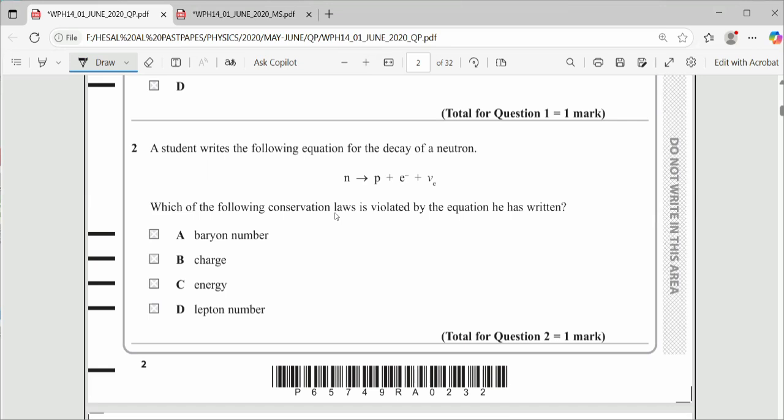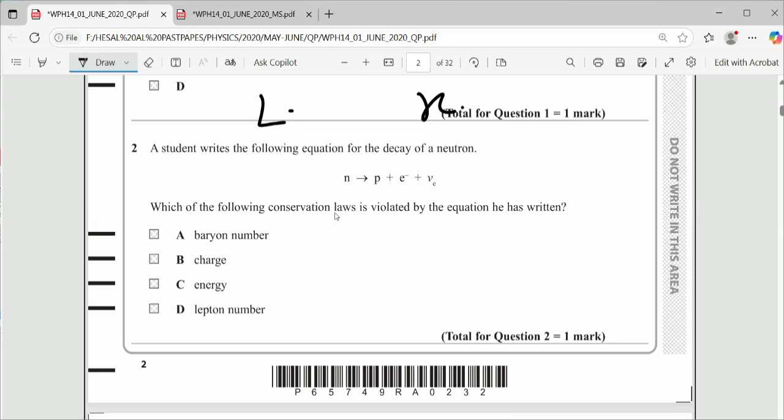What do we want to do here? We have to find out the left side and right side for each case and see whether they are equal or not. If they are equal, they are not violated. But if they are different, then it is violated.